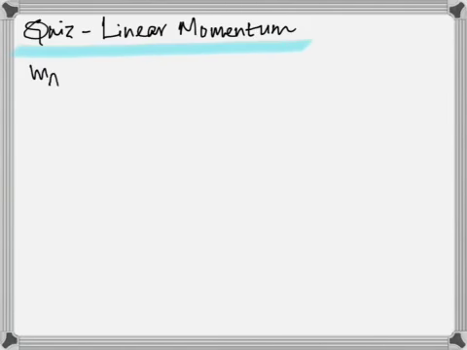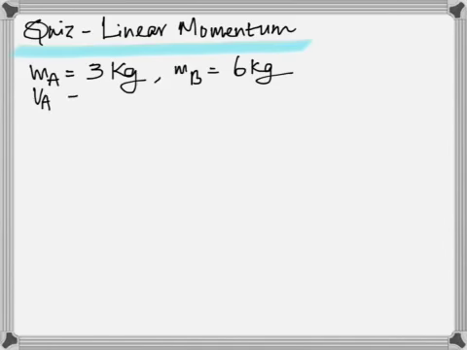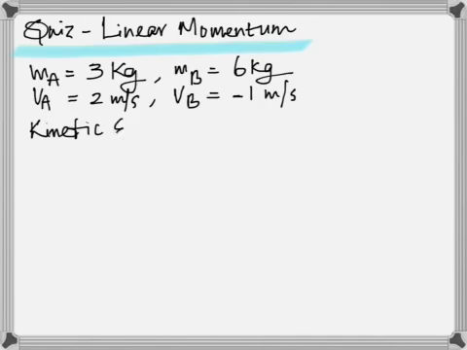Okay, here are the answers to the quiz on linear momentum. In the first question, the mass of object A is 3 kilograms, the mass of object B is 6 kilograms. The first object is moving at 2 meters per second, and the second object is moving to the left, so it's -1 meter per second. And you have to calculate the total kinetic energy after the collision.